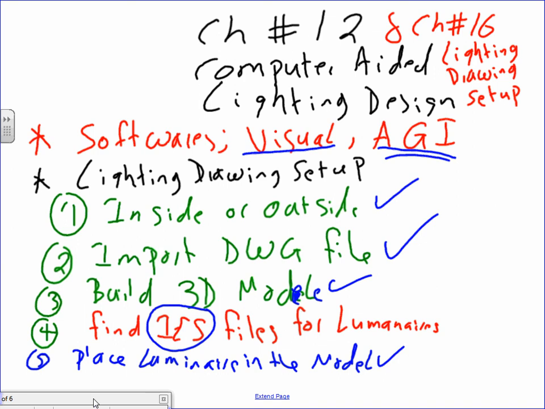Now do me a favor, guys. Can you get wow. Can you guys go to chapter 12, please?